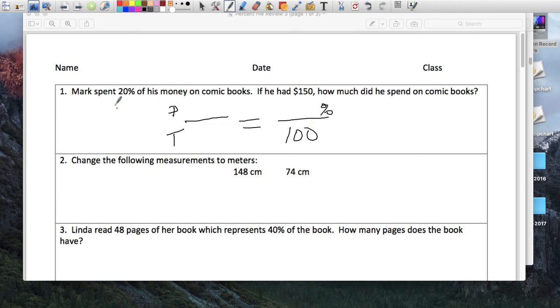So Mark spent 20% of his money on comic books. So 20%, okay, that will go here. If he had $150, how much did he spend on comic books? So we don't know the money he spent. He didn't spend everything on comic books. He spent a part of it on comic books. So that's our mystery number. I'll put a question mark over here. And obviously, this 150 is the total amount of money. So out of the 150, how much did he spend on comic books? And that's what we're trying to find out. We know the percent is 20%, but we don't know the actual value in terms of money.